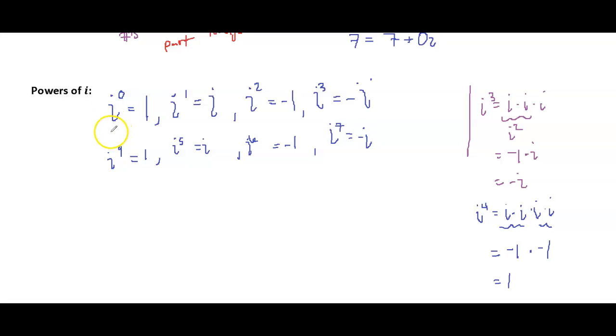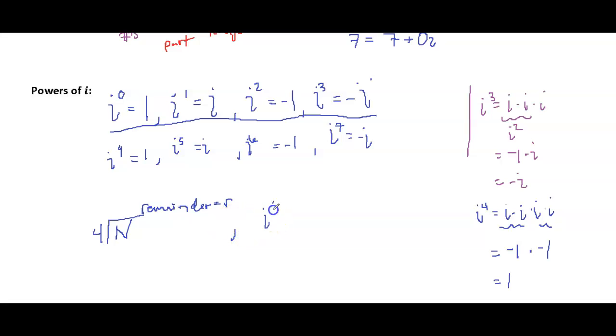We can use this pattern to help us find a technique for finding higher powers of i. It turns out that if we take any real number n and divide that by 4, the remainder will be some value r. Well, i to that nth power can simplify to i to the r, such that r is the remainder.